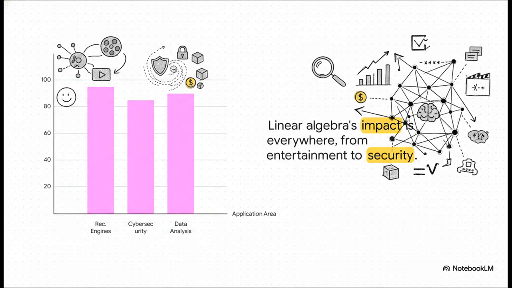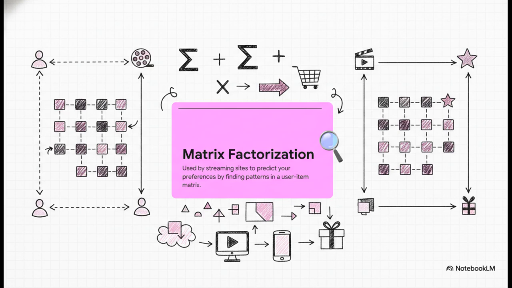The movies that get suggested to you, the systems that are working to keep your data safe, the financial models analyzing market trends, all of it is powered by these exact same mathematical principles. I mean, take recommendation engines. They use a technique called matrix factorization. They build this absolutely giant matrix with users on one side and items, like movies or products, on the other. By breaking down and analyzing this matrix, they find these hidden patterns in your taste to predict what you're going to want to watch or buy next.